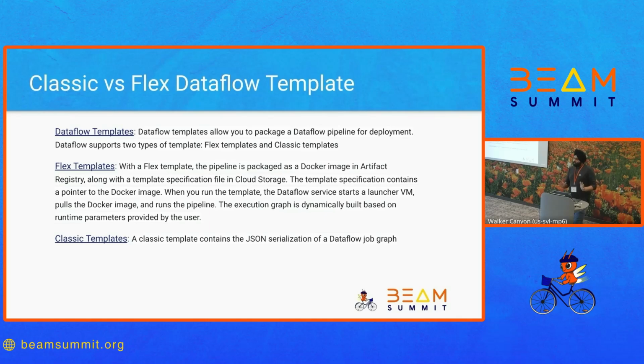The other major difference between the two is that Flex allows you to build graphs dynamically, but Classic templates are a static graph. So if you want to run a for loop of reading multiple tables for the same pipeline, you can do it on Flex, but you cannot do it on a Classic template.